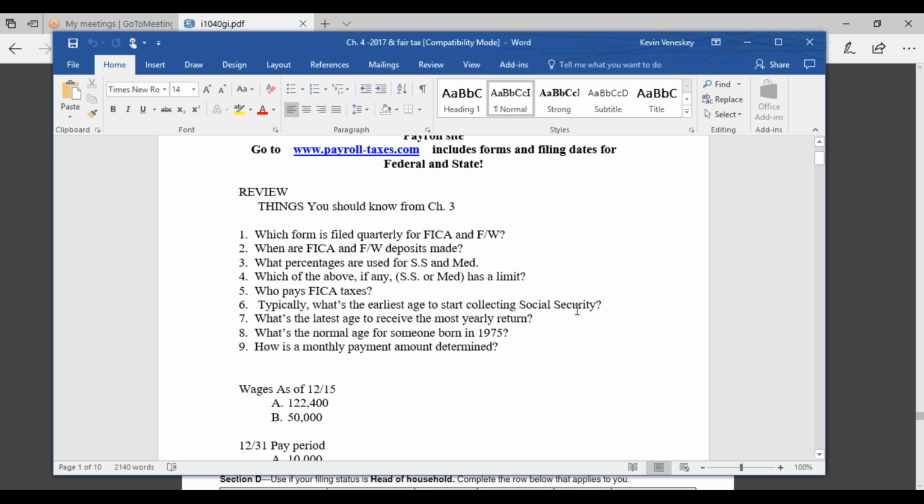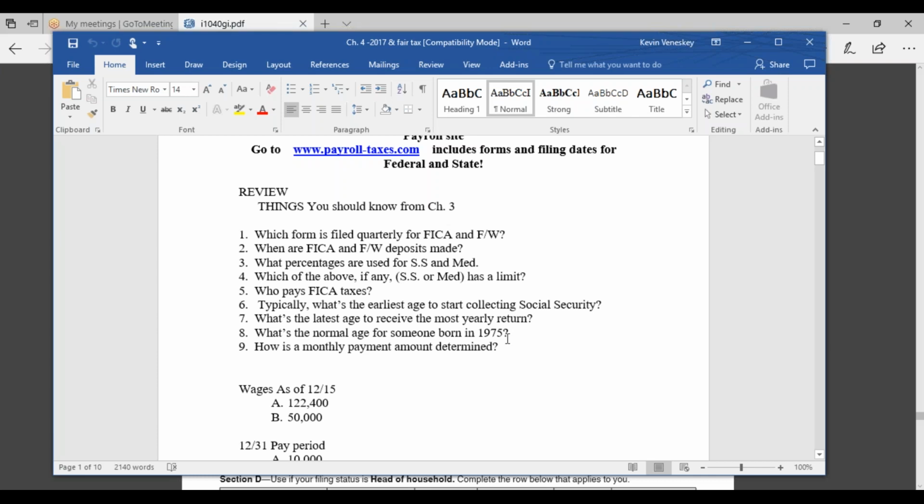Typically, what's the earliest age to start collecting Social Security? We went through this last week with the Social Security example. On a typical basis, the earliest you can collect Social Security is 62. What's the latest age to receive the most on your yearly Social Security benefits? The latest that you would ever want to wait is age 70. After that, you're just waiting for no reason, because that's the latest you can wait and still get an increase in a percentage. So if you would have gotten back $1,000 at age 66 or 67, if you waited till age 70, that 1,000 would actually go up based on the percentage that we looked at last week.